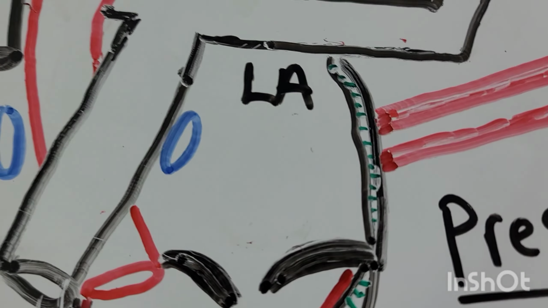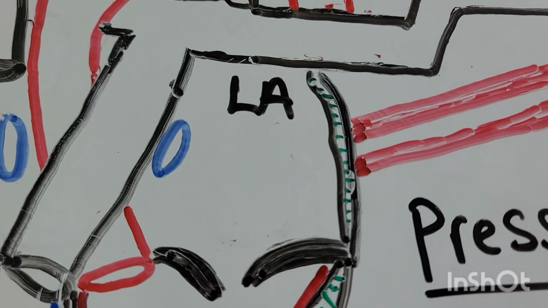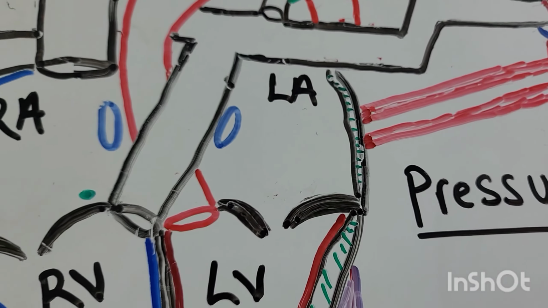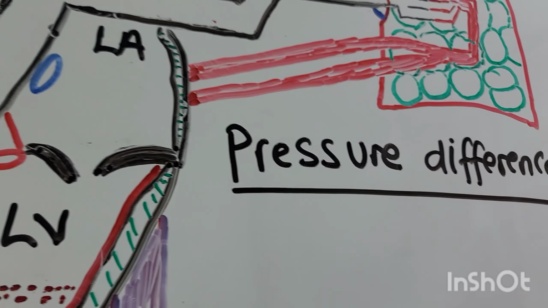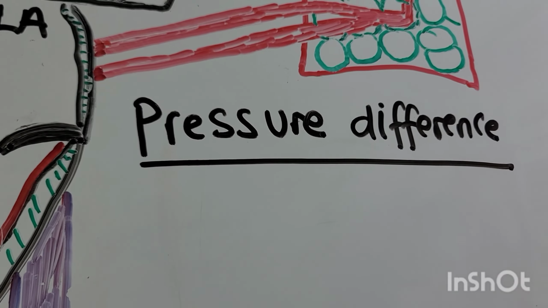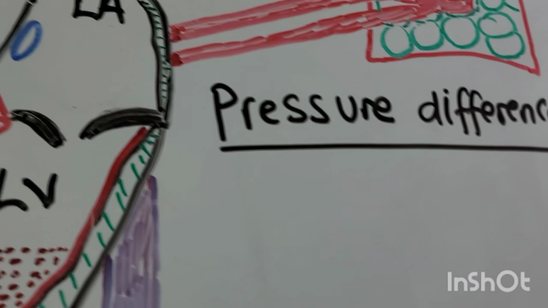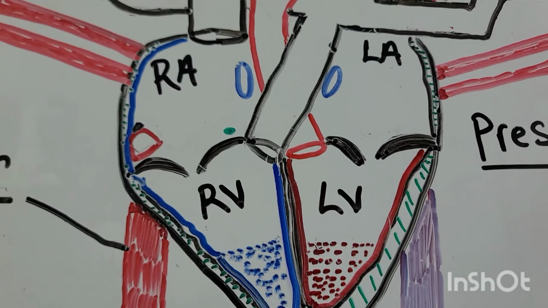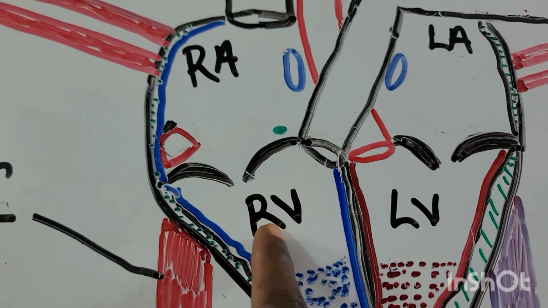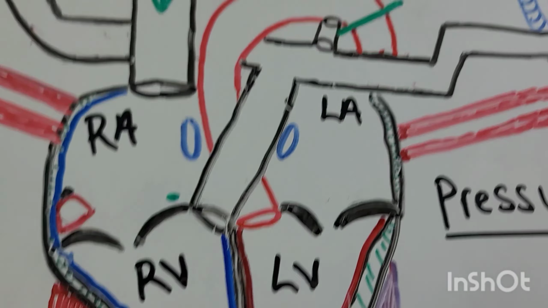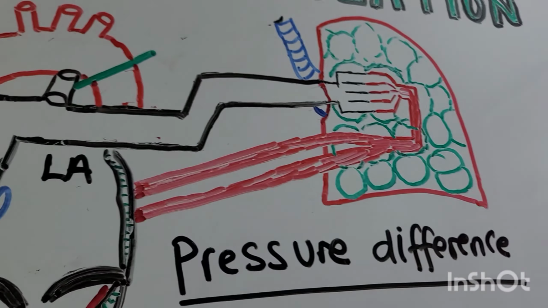So now our blood has entered into what we call the left atrium. But before we go very far, I want to take you through what we call pressure differences during fetal life in the heart. What's going to be the pressure differences between the right side of the heart and then the left side of the heart? Now, I want to first drive you through what we call the lungs.